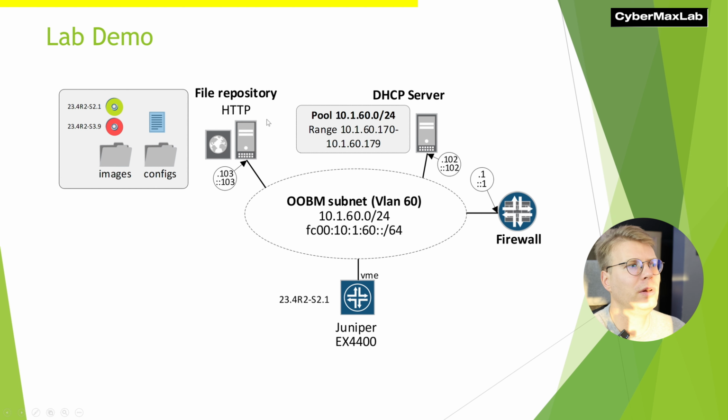I have a repository server, and on it I have two images, S2 and S3. I will be providing S3 to the switch as instructions, so it will be upgrading to S3, as well as downloading this configuration file from the repository and applying it during ZTP. So let's proceed to the demo.